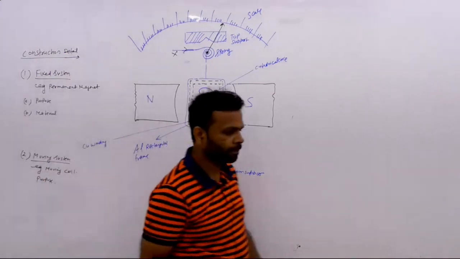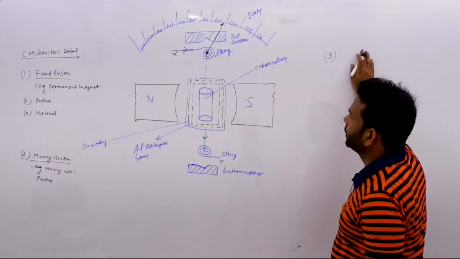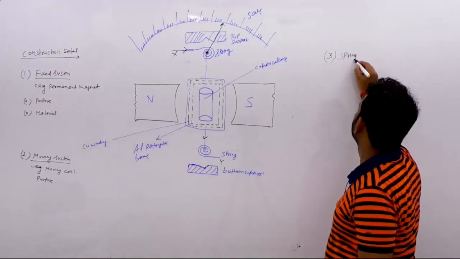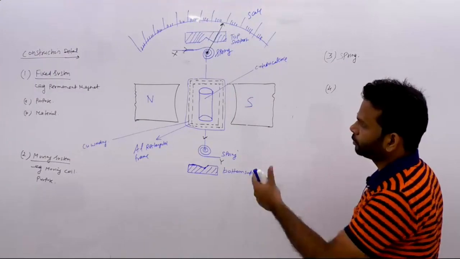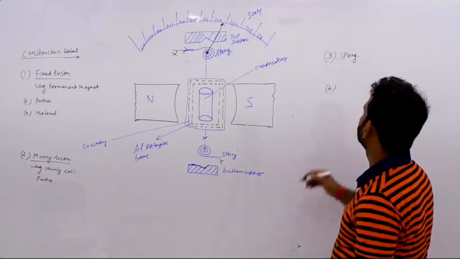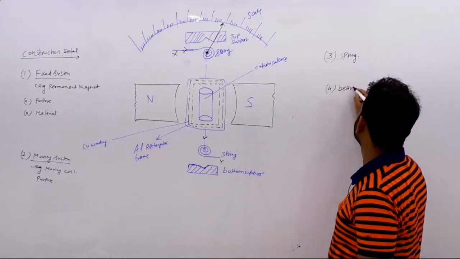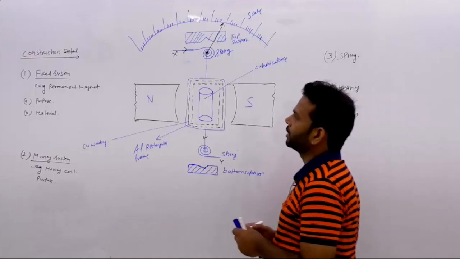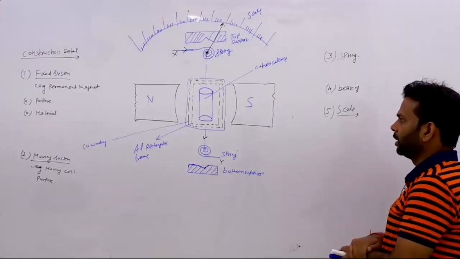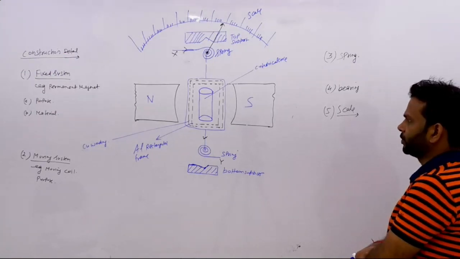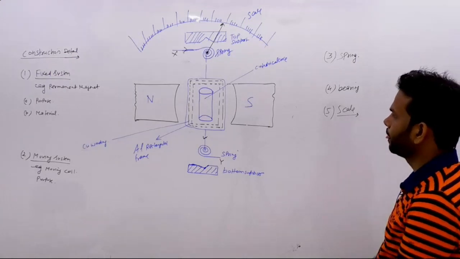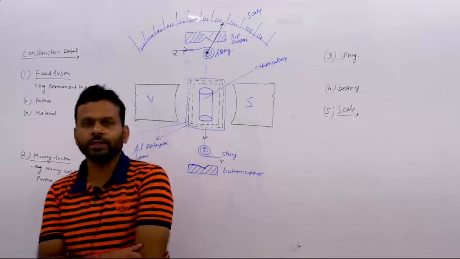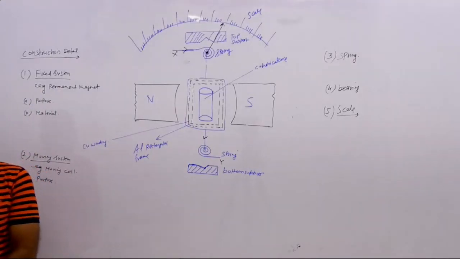In the third part we will see, third part is what? Your spring. And then in the fourth part, the first being fixed system, moving system, spring, and your bearing, and then the last part, scale. Okay, so we divide our construction into five simpler parts, and one by one we see the purpose of the construction. So let's draw the diagram and mark everything on it. Please draw the diagram, and then we will see what parts there are in the construction. Okay till here?